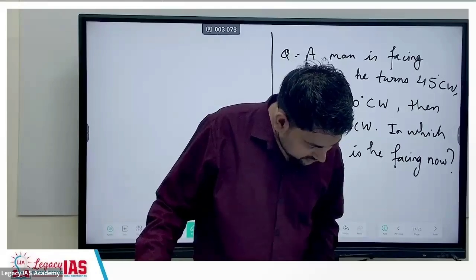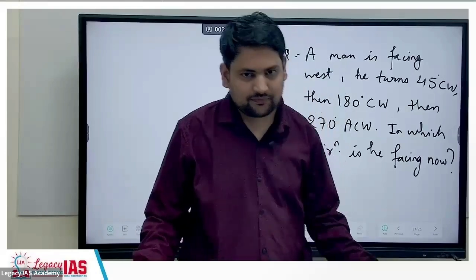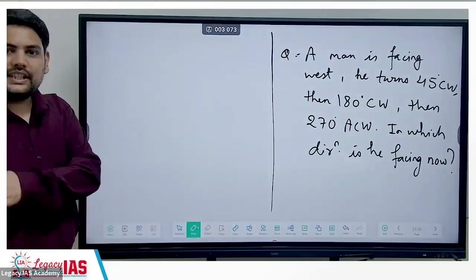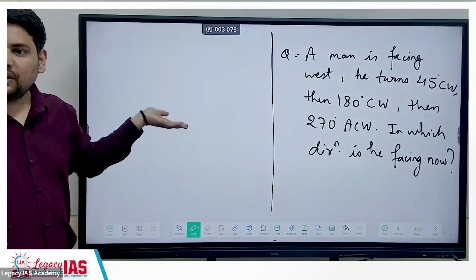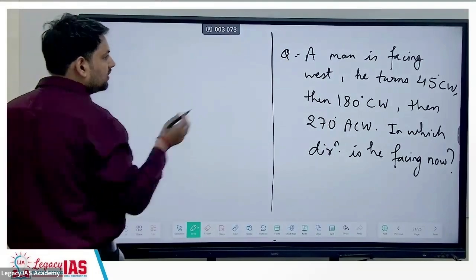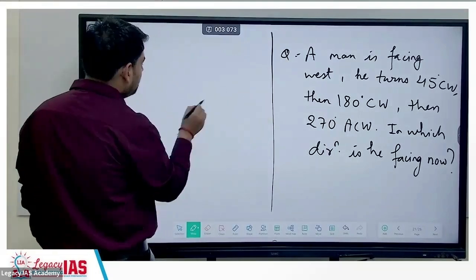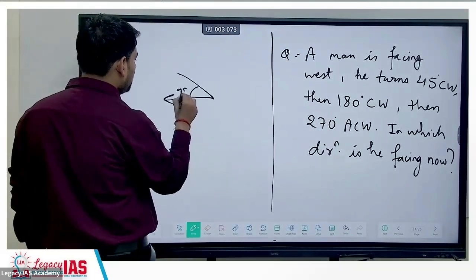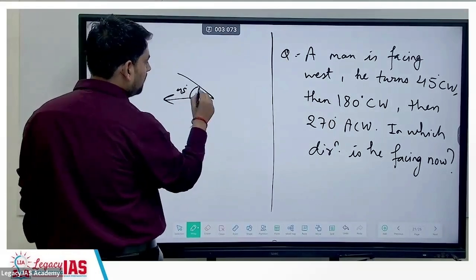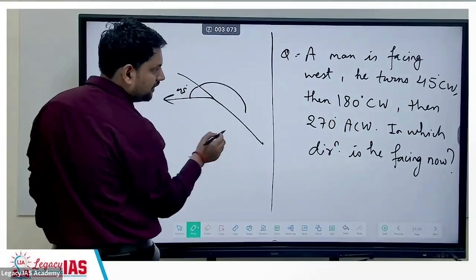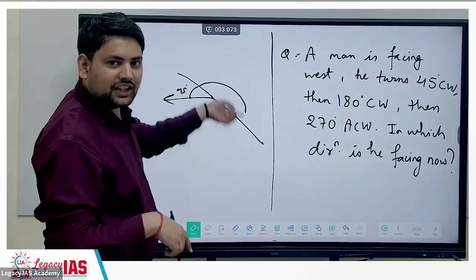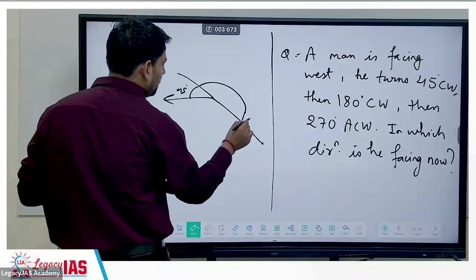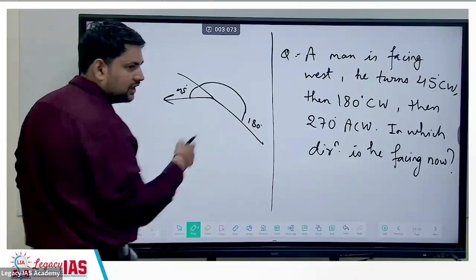Northeast. Southwest. See, now of course, one way of doing it is what we were doing before. That man was facing west, and then he'll turn 45-degree clockwise. This is 45-degree. Then he'll turn 180-degree clockwise from here. So he'll reach somewhere here, then again 270 degree anti-clockwise, and we'll see where he reaches. So 180 degree here, this is 180 degree.